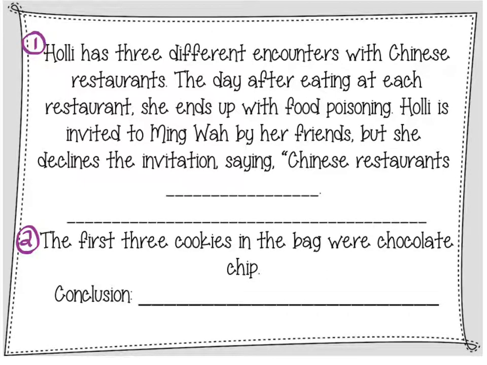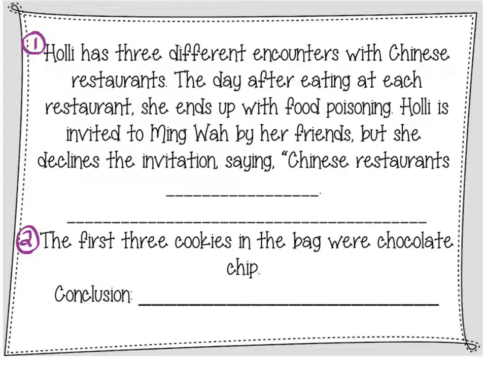All right, so let's take a look at a couple examples. In these 2 examples, we are given a situation, and we're going to come to a conclusion based on this situation. So let's read this together. Holly has 3 different encounters with Chinese restaurants. The day after eating at each restaurant, she ends up with food poisoning. So Holly is invited to a Chinese restaurant by her friends, but she declines the invitation, saying no Chinese restaurants.